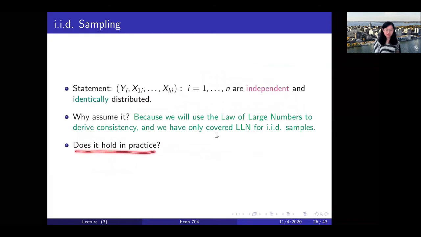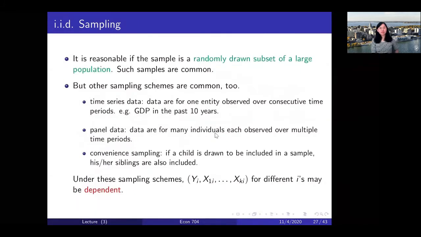So the second question is whether this is a reasonable assumption. Does it hold in practice? It is, in fact, a reasonable assumption in a lot of cases. If the sample is a randomly drawn subset of a large population, then IID sampling is quite reasonable. Such samples are common, so a lot of data sets are randomly drawn subsets of a large population.